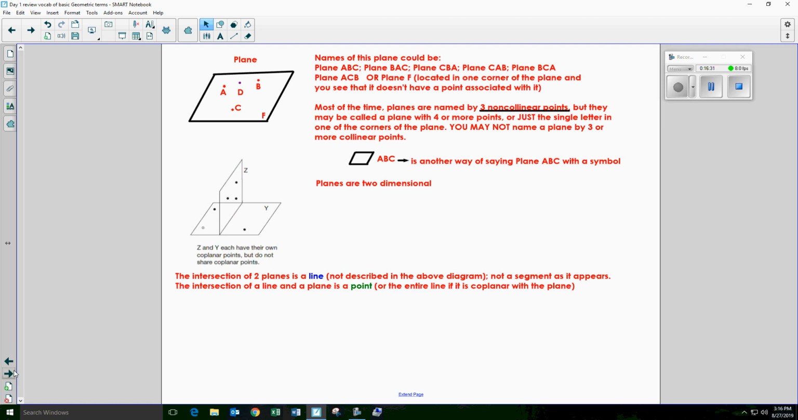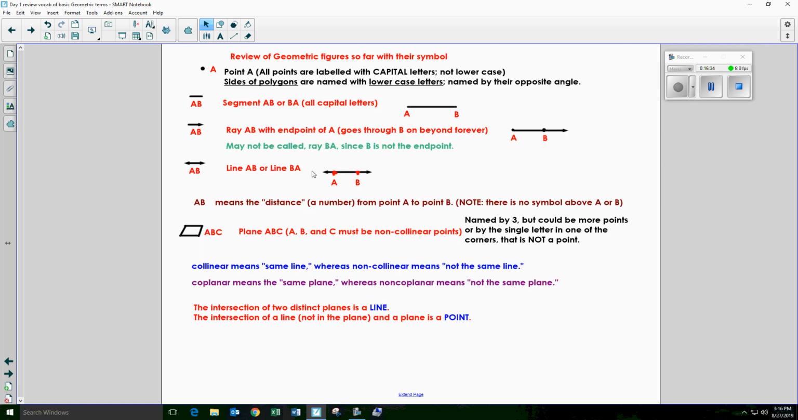Okay? Next. Reviewing what we just went over. So point: capital letters, lowercase letters for side lengths, or if it was at the end of a line. If I put a lowercase n right there like that, I could call it line n, or line AB, or line BA. And again, we write the word line for that. We don't use the symbol above the line. A ray, we know it has an endpoint and goes through another point forever. So ray AB, remember it cannot be called ray BA because the endpoint is not going through A forever. That's a different ray.